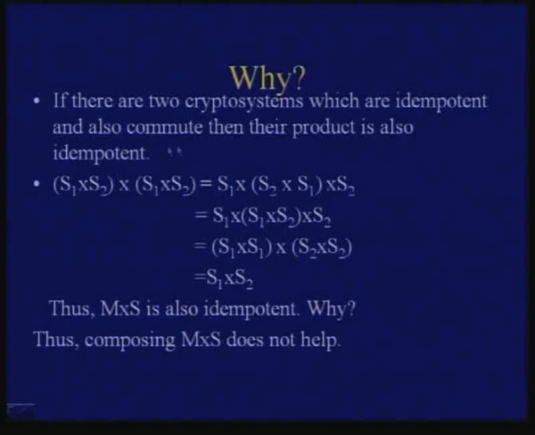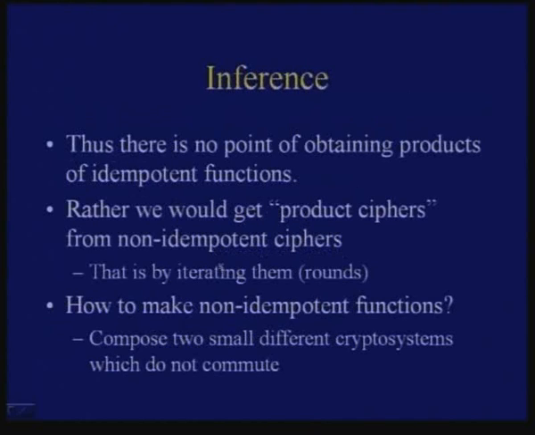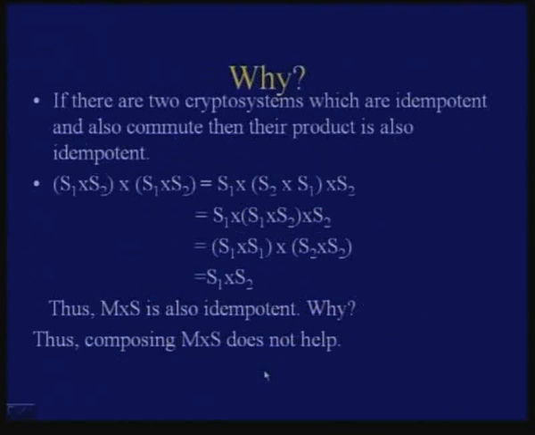So from this result, we know that we actually require to compute the products of ciphers which, even if they are idempotent, do not commute. That explains this point, that is, compose two small different crypto systems which do not commute. Those kinds of ciphers, if we iterate them, will actually make sense. So let's see this result. It's quite simple. It says that S1 and S2 are two crypto systems which are idempotent and at the same time they commute. So I am considering the product of S1 cross S2 cross S1 cross S2.